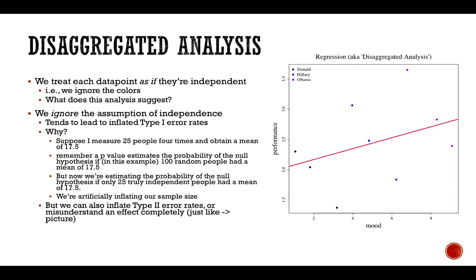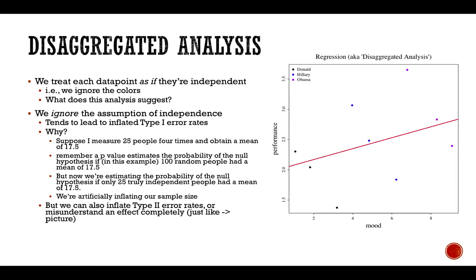But we are ignoring the assumption of independence, and that tends to lead to inflated type 1 errors. Why is that? Well, let's say I measure 25 people 4 times and obtain a mean of 17.5. Now remember, a p-value estimates the probability of the data, not the probability of the null hypothesis, the probability of the data given the null hypothesis, if, in this example, 100 people had a mean of 17.5.